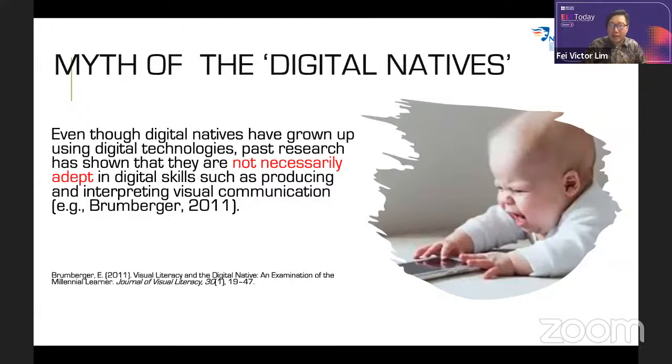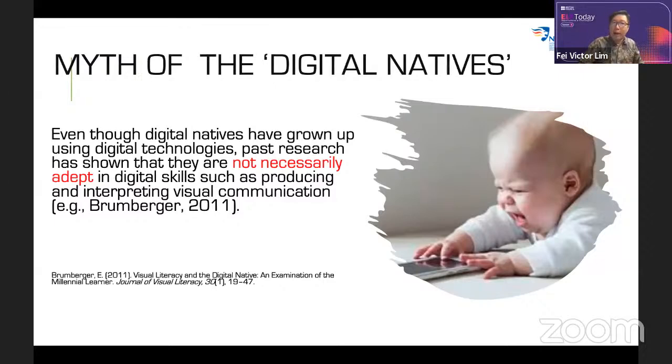We recognize that digital natives have grown up using technologies, but they may not necessarily be adept in digital skills, such as producing and interpreting visual communication. In fact, we also recognize that even though they may grow up with digital technologies and use digital technology as part of their out-of-school meaning-making activities, they may not necessarily be adept in using the same skills for learning as well.